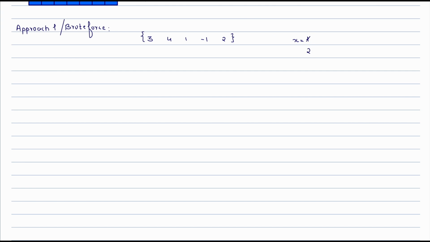Here also we can see that 2 is present inside the array. So move forward, that means increment the value of x. 3 is also present, increment it. 4 is also present, increment it. 5: now we can see that 5 is not present. So you have to return 5 as an answer.